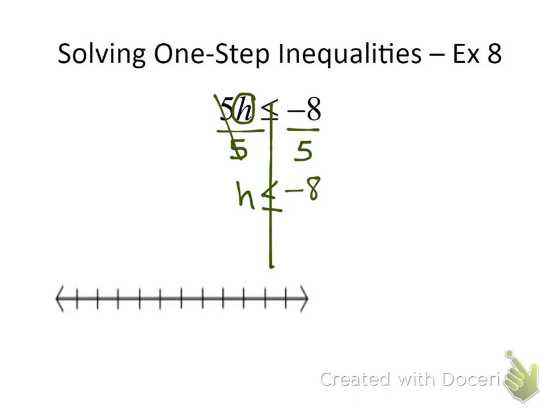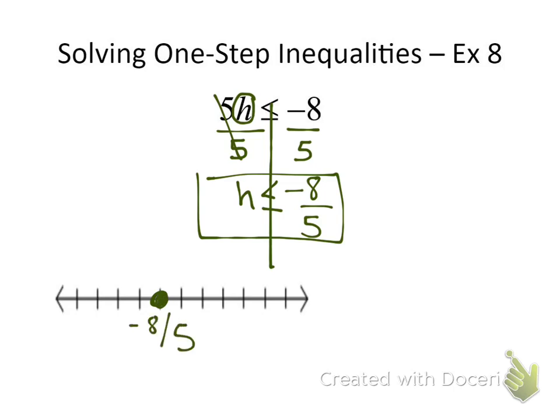So what's my final answer? Negative 8 over 5. You guys should be happy I'm not making you label this on the number line now. Open dot or closed dot? Closed. And that's going to be negative 8/5. And H is to the left, because H is less than or equal to negative 8/5.